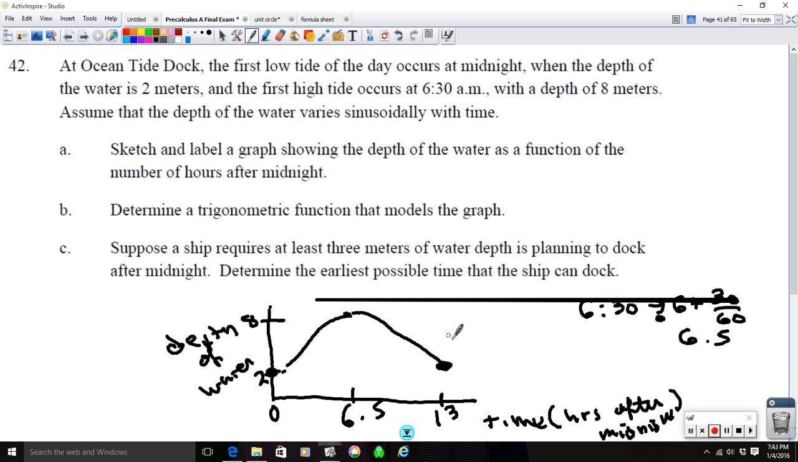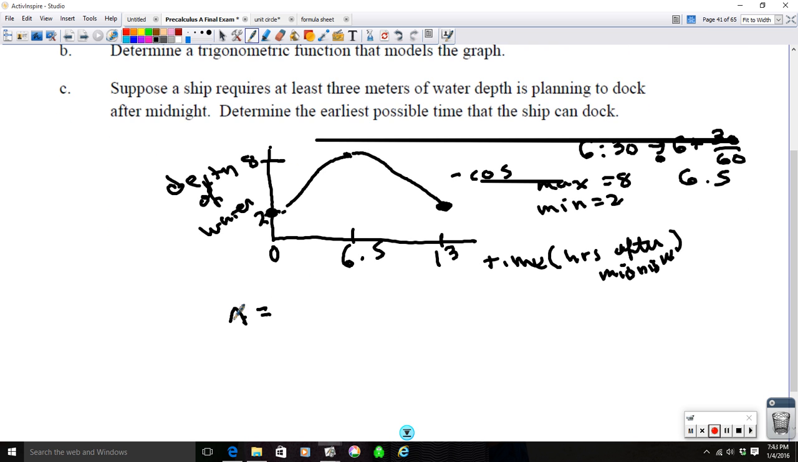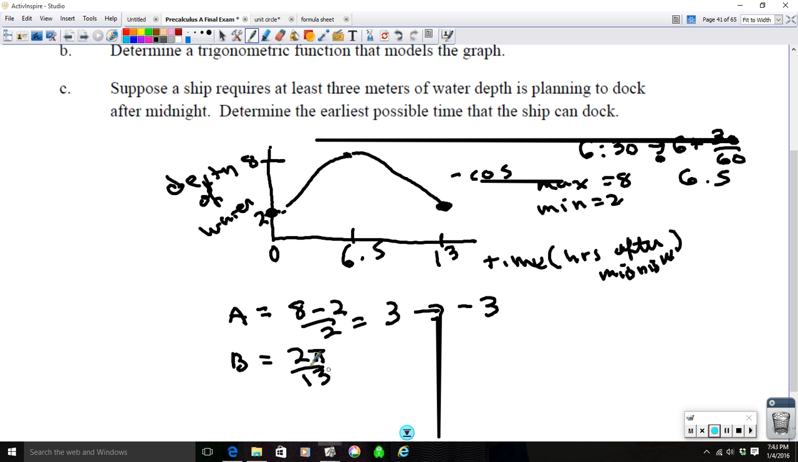So again, this is negative cosine because you're starting at the minimum. Your maximum is 8. Minimum is 2. So we're going to take it through the process of getting the function. So A is max minus min divided by 2. Now, that is going to give you 3. But we know this is going to become negative 3 because it is a negative cosine. So A is negative. B is 2 pi over the period. The period is 13, so it's 2 pi over 13.